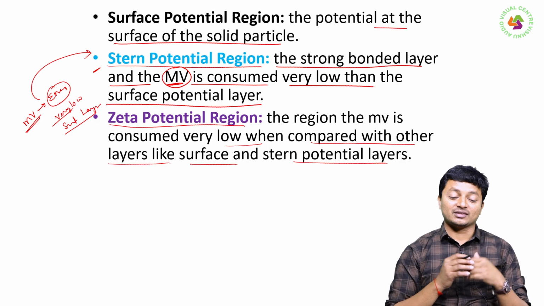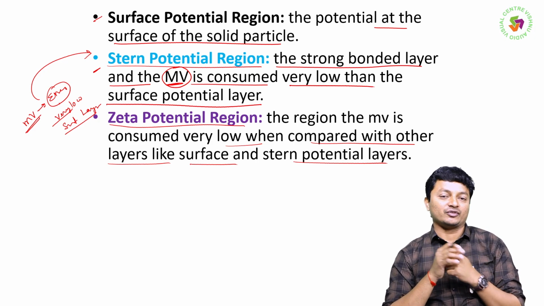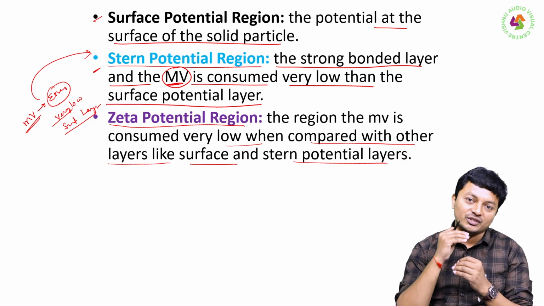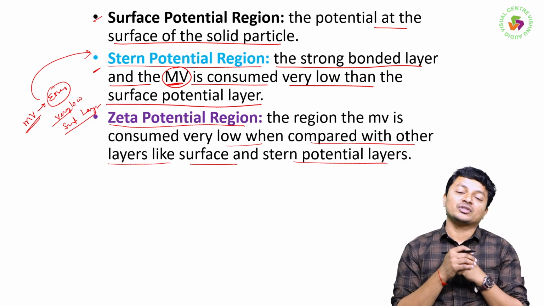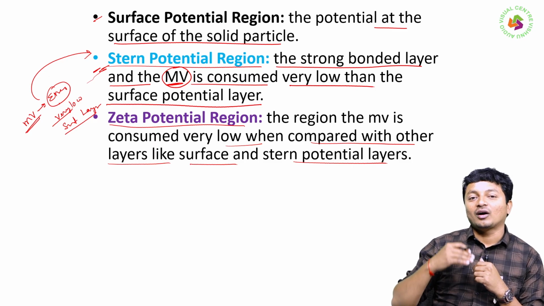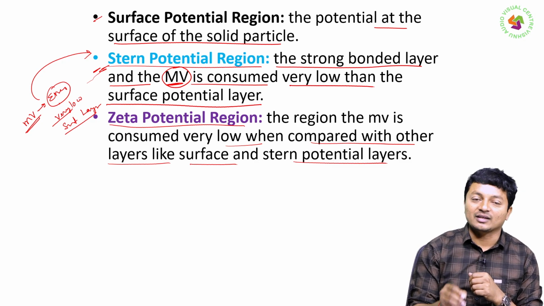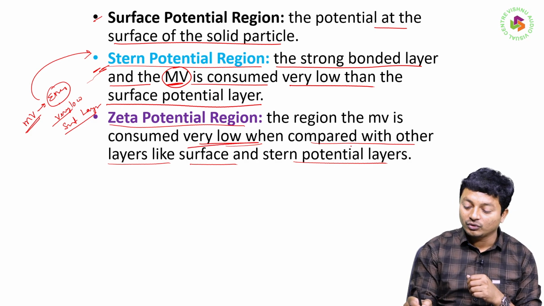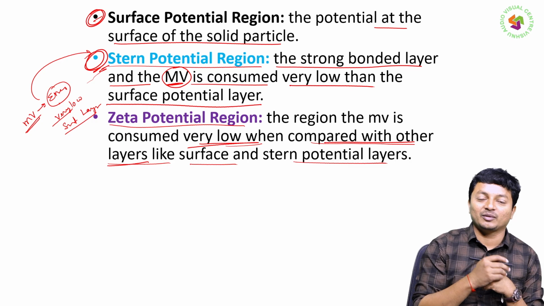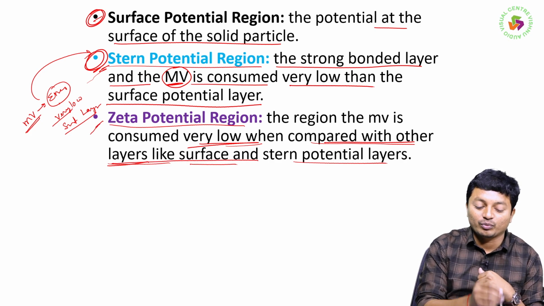So here you need to understand one thing: in the surface potential region we have only surface charge. Which charge? Negative charge. This negative charge combines with positive charge, and during this some energy is produced, and the energy consumption in millivolts is very low. That region is known as the Stern potential region. After some time, the negatively charged particles associate with the positively charged particles, and the energy consumption is again very low compared with the other layers, the Stern layer and the surface layer, that is, the strongly bonded layer and loosely bonded layer energies. That consumption of energy is known as the zeta potential region.